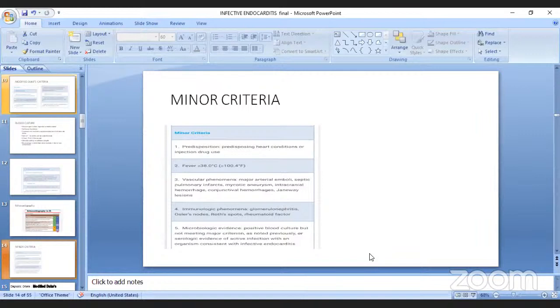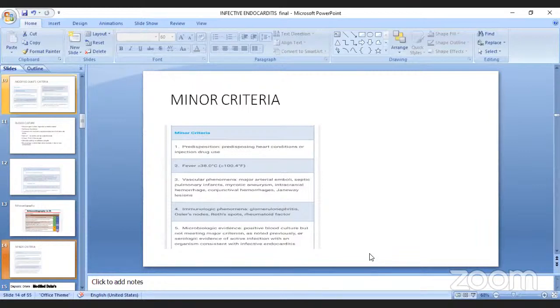What do you mean by immunological phenomena? That is either the patient is having glomerulonephritis or the patient develops Osler's nodes, Roth spots, and rheumatoid factor is positive. All these things I'll be discussing in detail further. And then microbiological evidence, that is positive blood culture, but not meeting the major criteria, as noted previously, or serological evidence of active infection with an organism consistent with infective endocarditis.